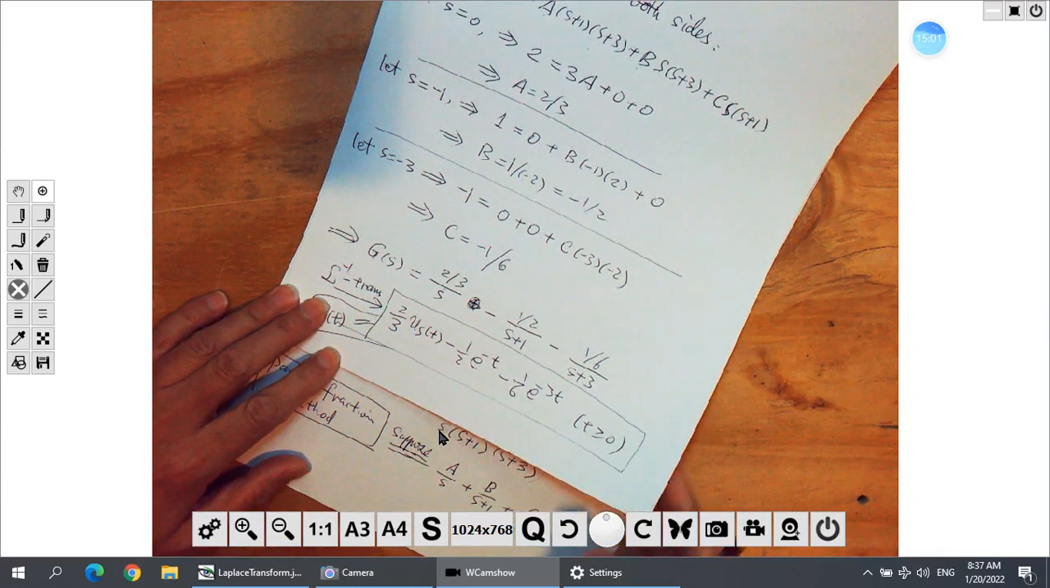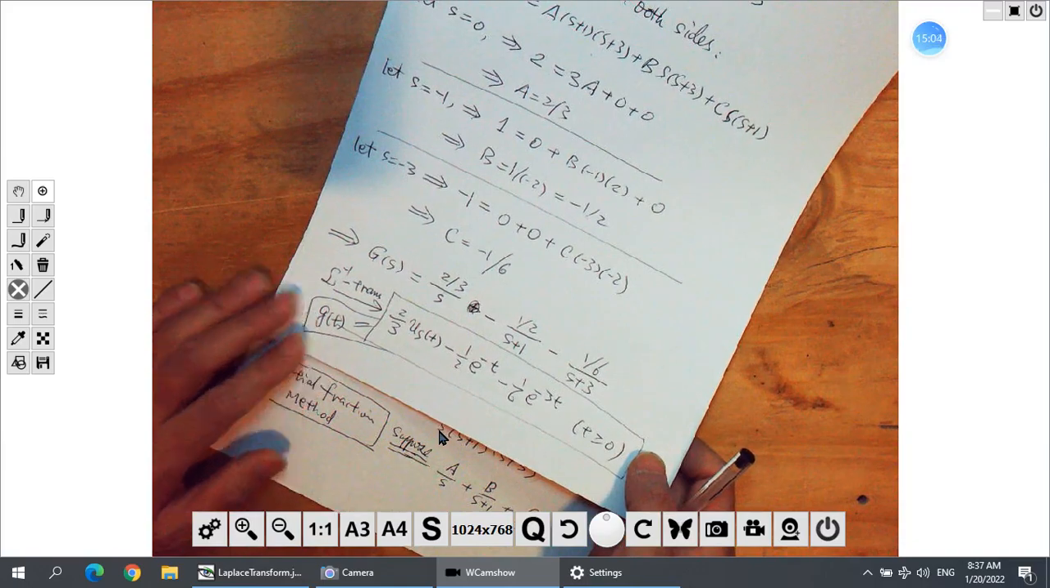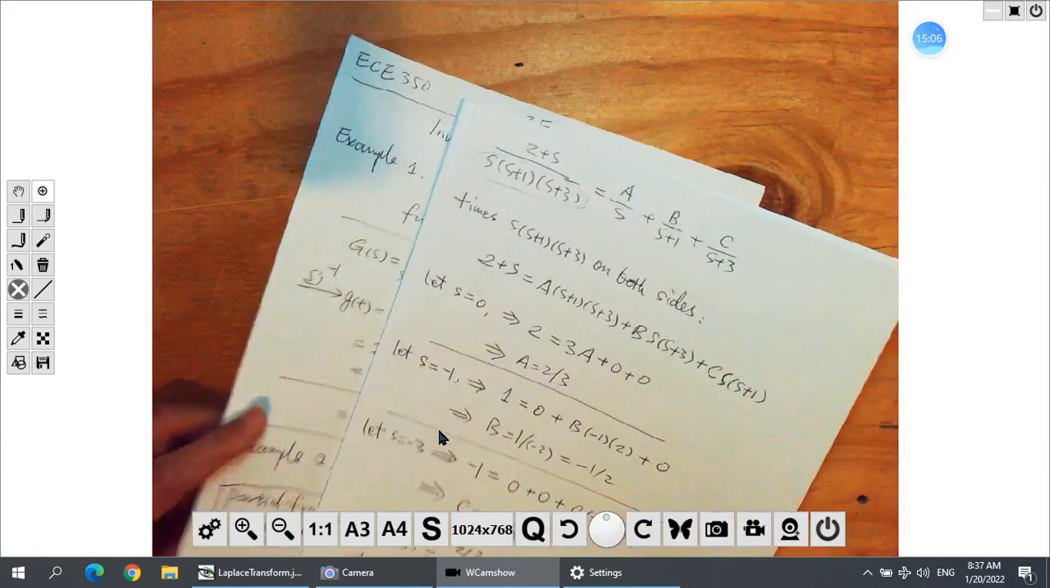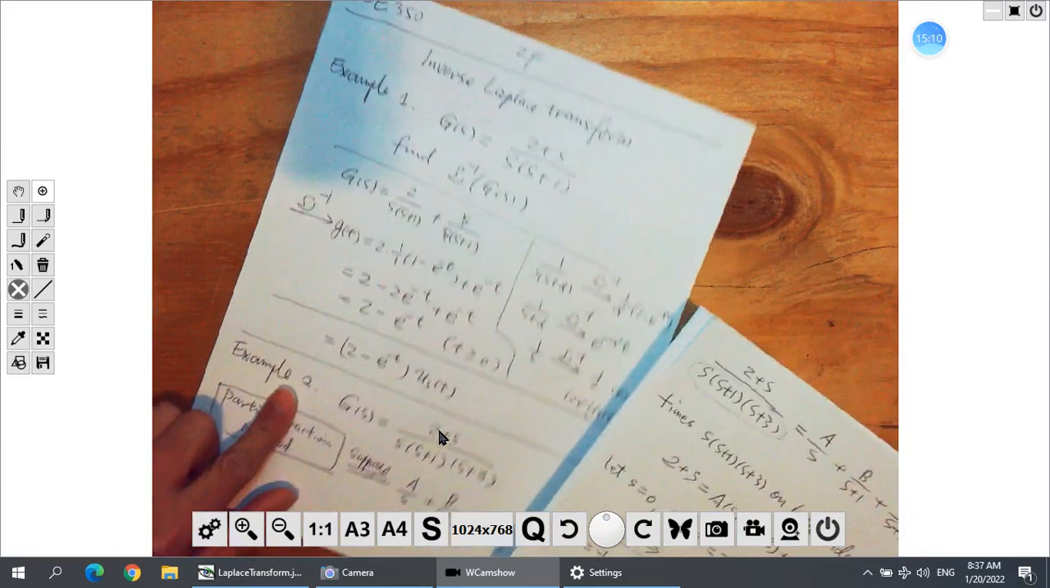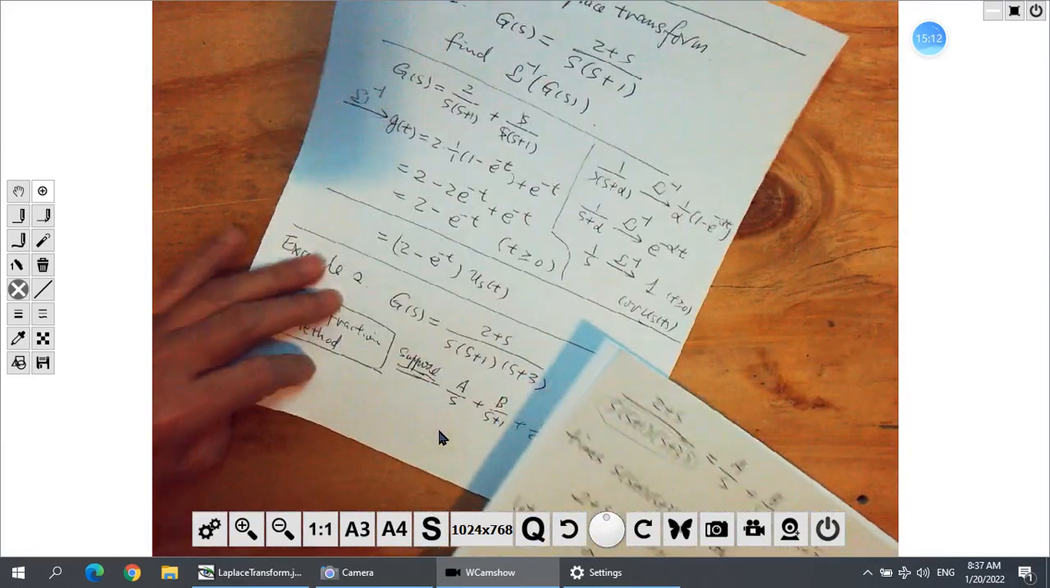I think you already know these methods from some early courses, right? Yeah, it's kind of a review. Okay, this is the second example.